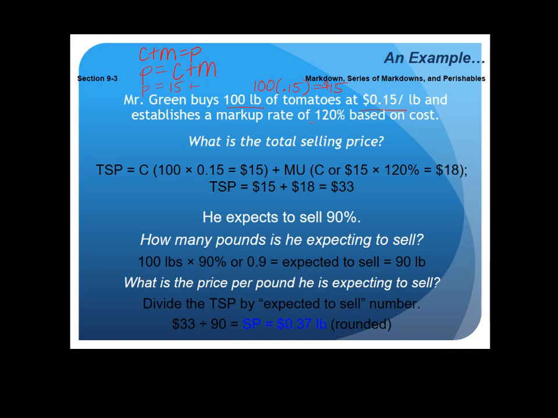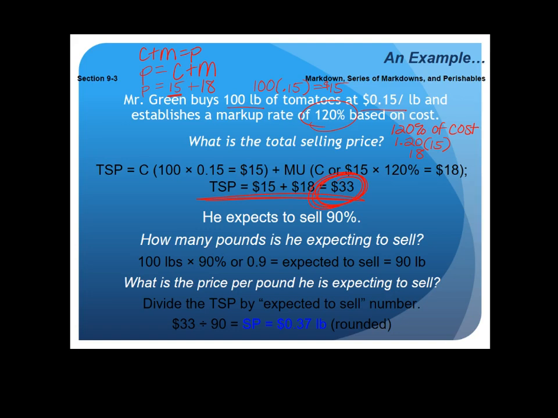And then he marked it up 120% based on cost. So 120% of the cost. So 120% is 1.20 times the cost. Well, we already figured out the cost was $15. That gives us $18. So the markup amount was $18. So that's what this is saying. So the total selling price, that's what TSP stands for, is $15 plus $18. So he ended up selling them for $33.